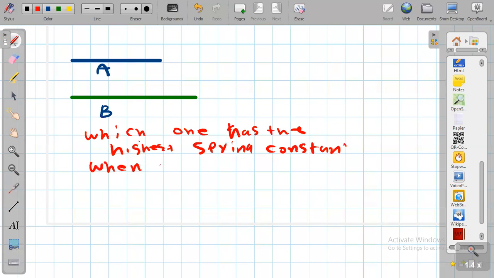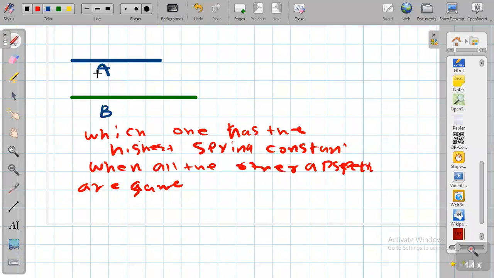When all the other aspects are the same, but apart from length. That means both are made out of the same material, same cross-sectional area, everything is the same, but the lengths are two different. Which one has the highest spring constant?